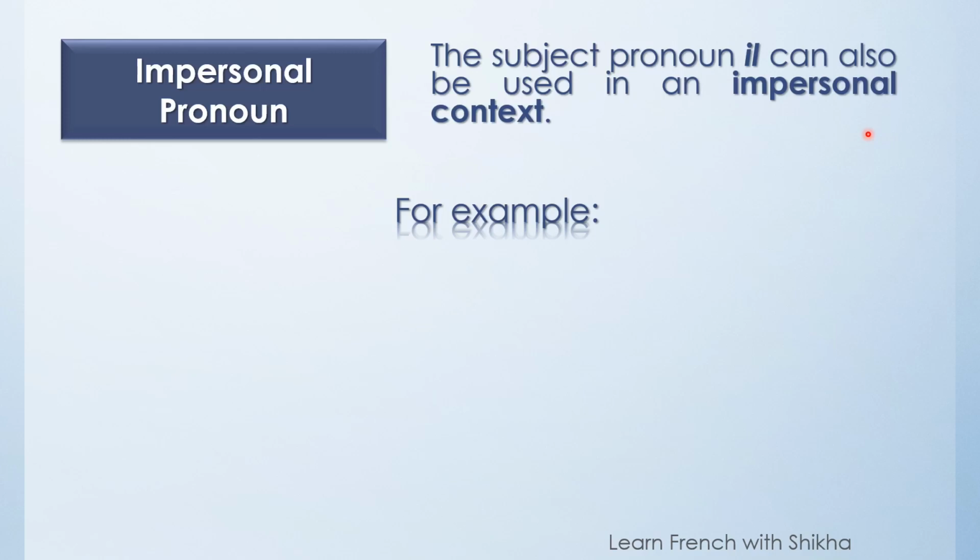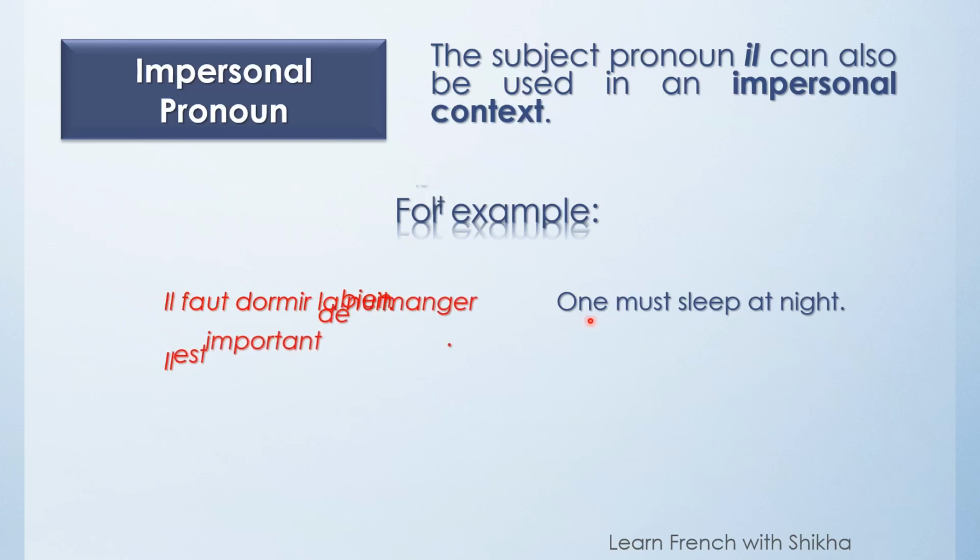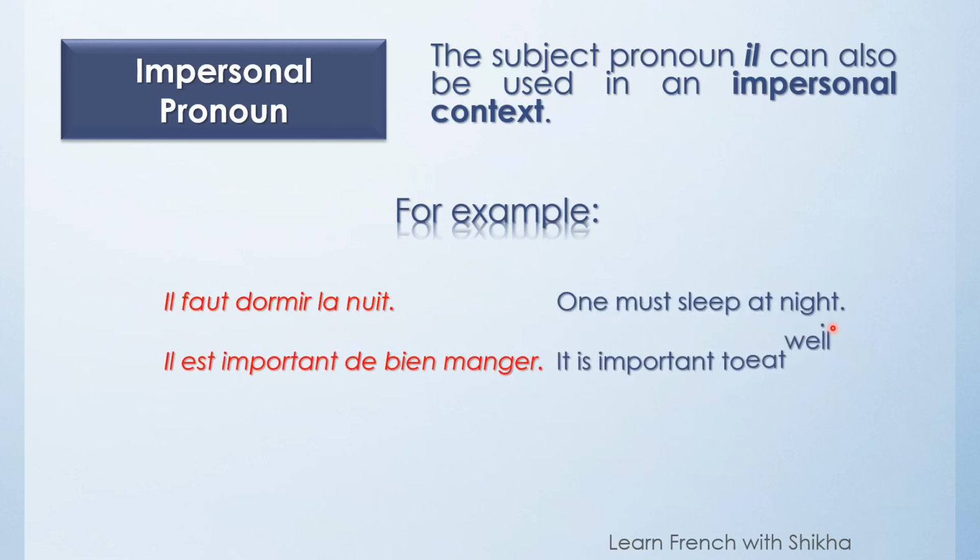For example, il faut dormir la nuit. One must sleep at night. So now here we are talking about something which is a compulsion, and we're talking about everybody here. Il faut dormir la nuit. One must sleep at night. It is not a personal pronoun, it's an impersonal pronoun.